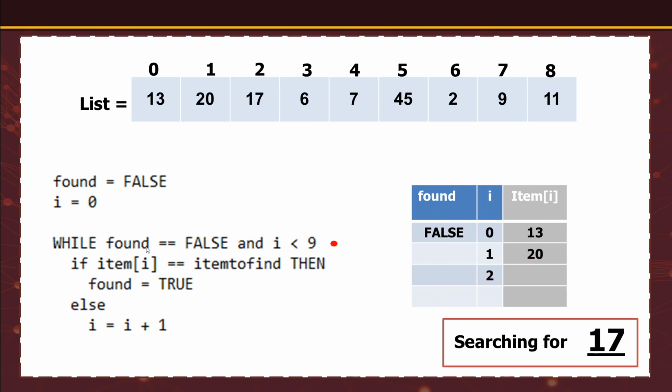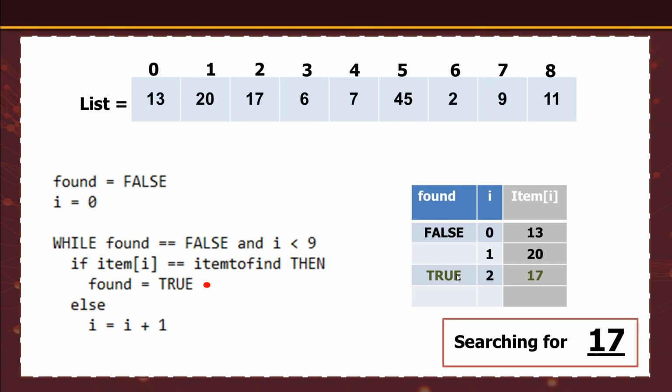So now we're here. Found is still false. And I is in fact 2 at this point. 2 is less than 9. That's true, it's still false. So we come down here. Okay. Now inside of 2 we've got 17. Okay. So 17 is equal to 17. Okay. Well then we go inside of the true. So found becomes true. Okay.